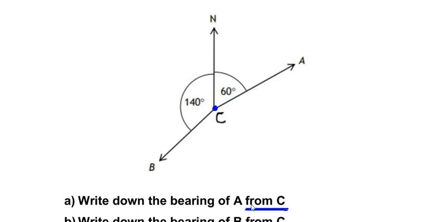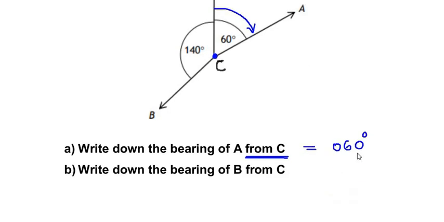So bearing of A from C. So we have to look at the north line and travel in the clockwise direction till we reach point A. We can see that it is already given here as 60 degrees. It's already calculated. So directly we write the answer as 060 degrees. Since 60 is 2 digits, we need to write it as a 3-digit. That's why we need a 0 to be added over here.